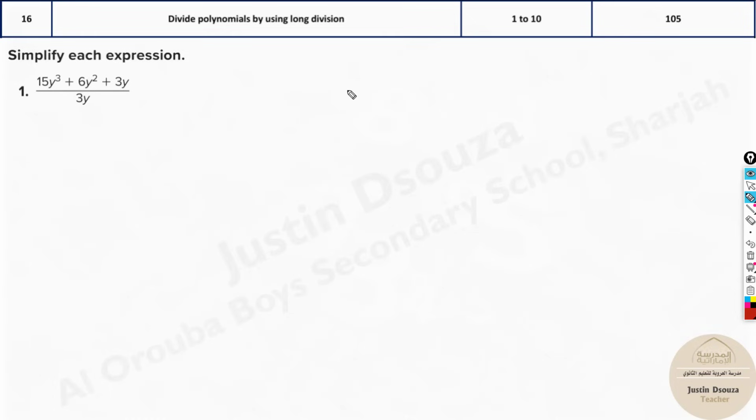Now, first thing is you need to look into the given question. You don't need to apply long division to all the problems. Say, for example, here you have a numerator and denominator. Look at this. This is a monomial. It's a single term. There is nothing plus or minus to it. It's not like plus 2 or minus 3, nothing like that. So whenever we have monomials, the division is very simple. You can divide this by each of the above terms. So this will become 15y cubed divided by 3y plus 6y squared divided by 3y plus 3y divided by 3y.